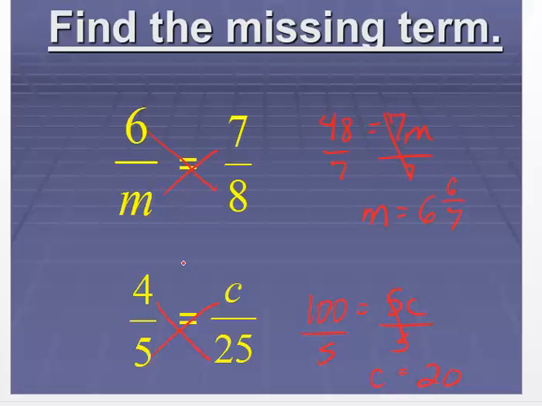You could also look at this last example as equivalent fractions. To go from 5 to a 25 in the denominator, you're going to multiply by 5. We do the same thing to the top. 4 times 5 verifies that C is 20.